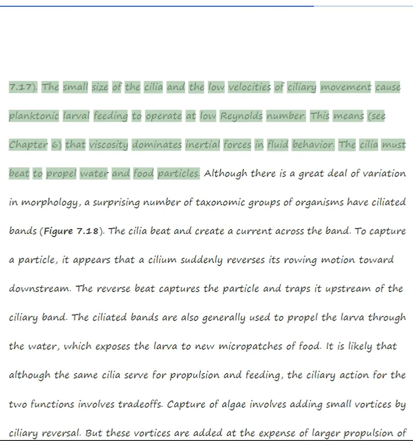Figure 7.17. The small size of the cilia and the low velocities of ciliary movement cause planktonic larval feeding to operate at low Reynolds number. This means that viscosity dominates inertial forces in fluid behavior. The cilia must beat to propel water and food particles.